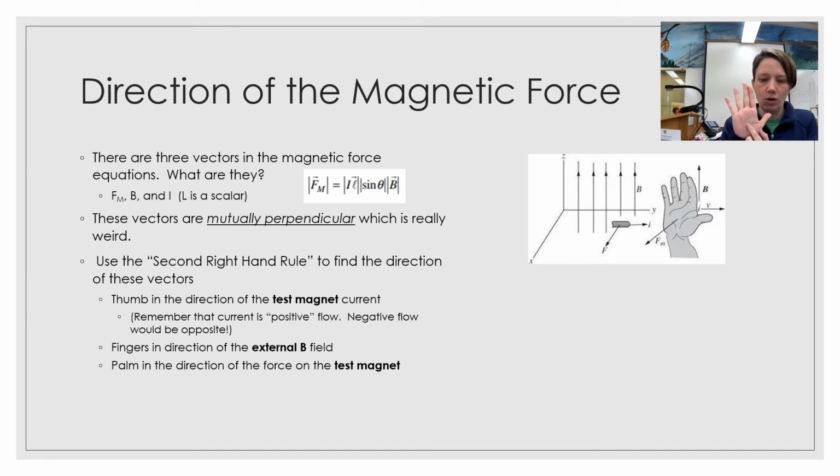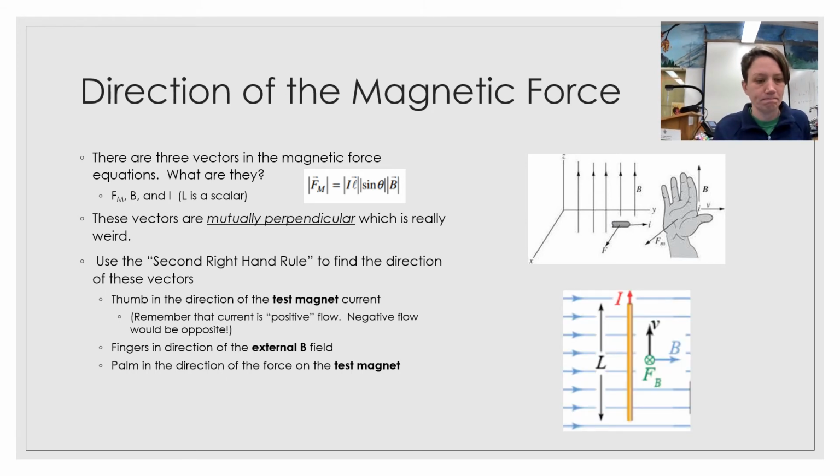So imagine a force coming out of your palm. And note, that is the force on the test magnet. Okay, the source magnet would experience equal and opposite force, but this is going to tell you the force on the wire. So let's run through a couple quick examples.